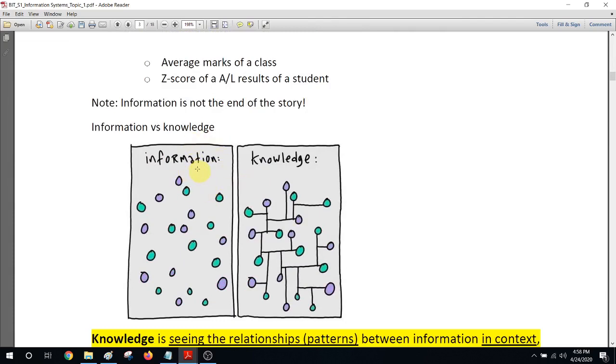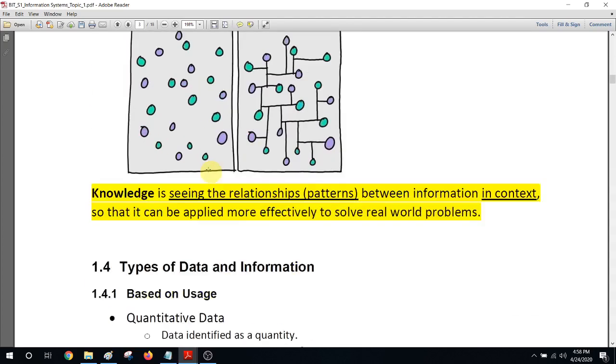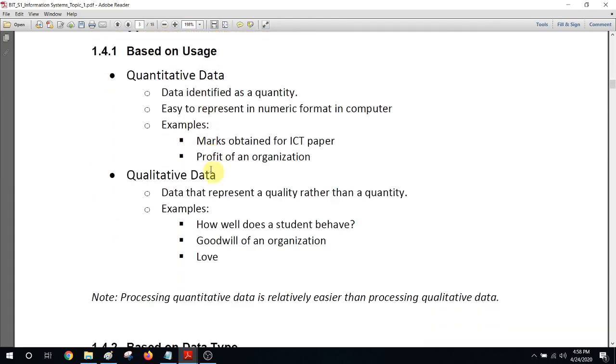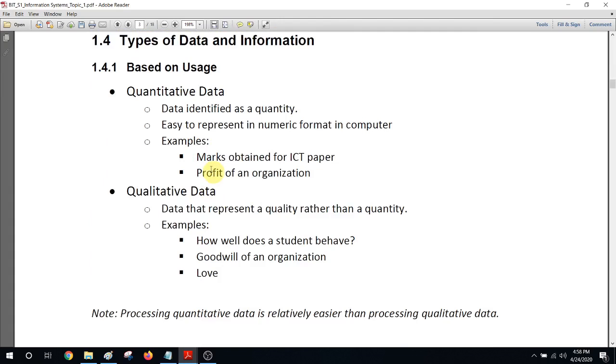We have another stage called knowledge. Anyway, we'll be discussing that later on when we discuss knowledge based systems and stuff like that, right? So next we are going to discuss types of data. We can categorize data according to different criteria. So this is one classification: quantitative data versus qualitative data.